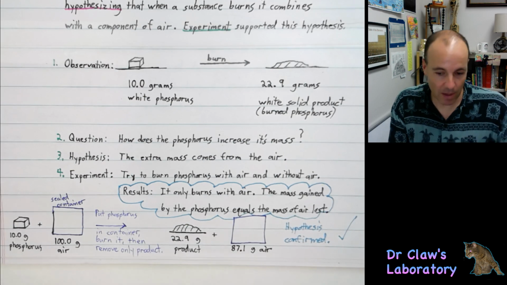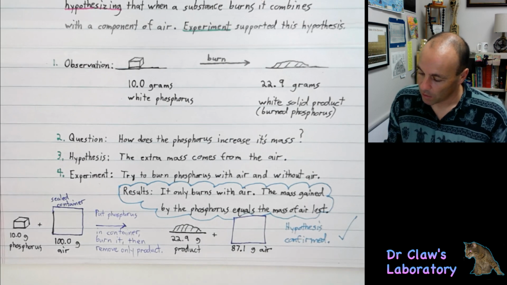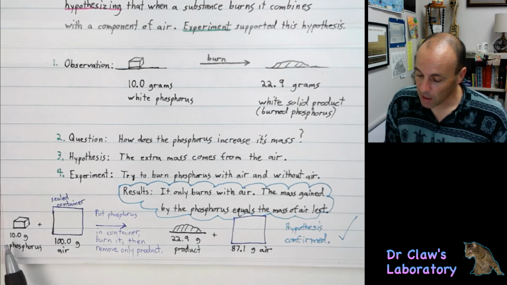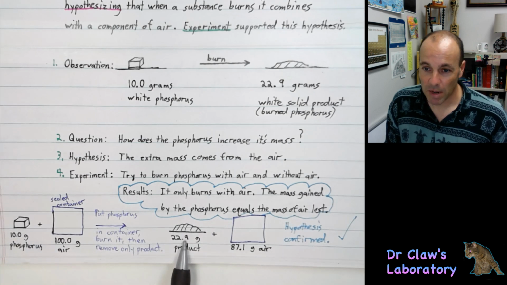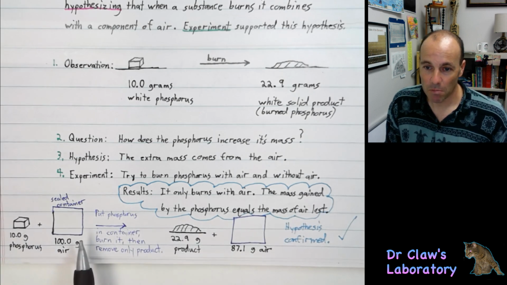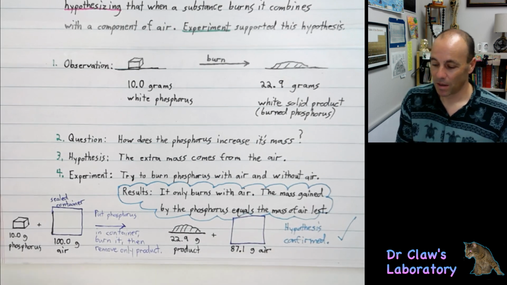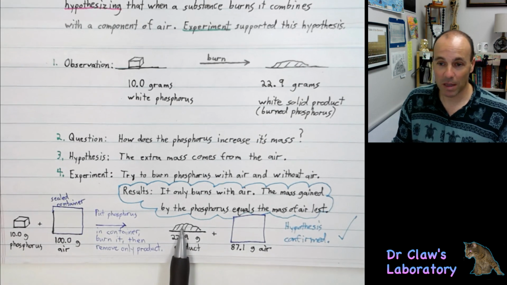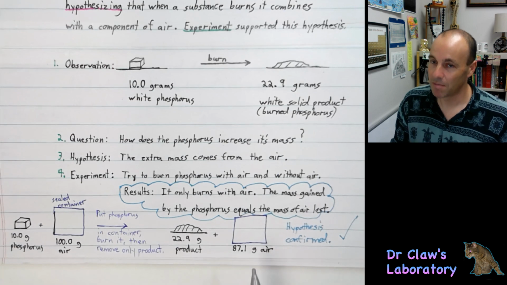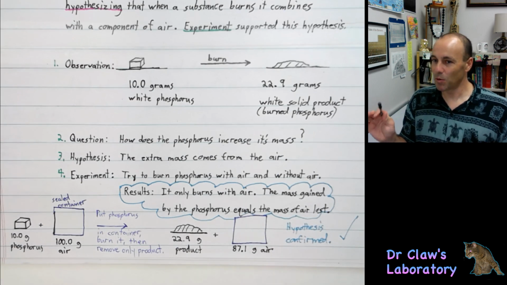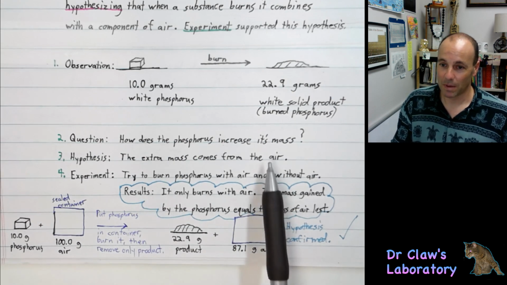grams of air. I think I made a typo. That should... No, that's right. 87.1 grams of air. So you see, the phosphorus increased by 12.9 grams, but the air inside decreased by that same amount. So the mass increased by the phosphorus is exactly equal to the mass lost by the air. So that's pretty good evidence that his hypothesis is correct.